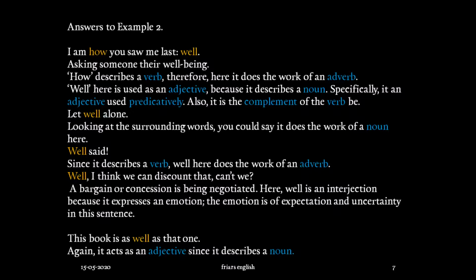We'll look at forms of verbs, and there are not many in English, but we'll look at them in another video. Well here is used as an adjective in the second sentence, that is the answer to the question, how are you? Because it describes a noun. Specifically, it is an adjective used predicatively. Also, it is the complement of the verb be. We'll see what adjectives used predicatively complement mean in another video. For now, well here is used as an adjective.